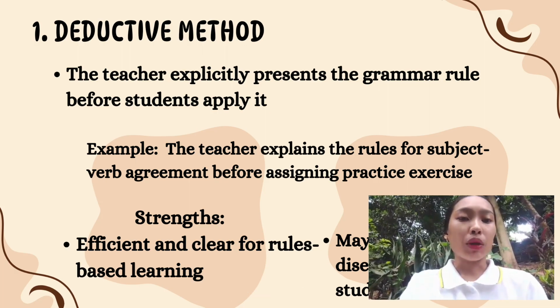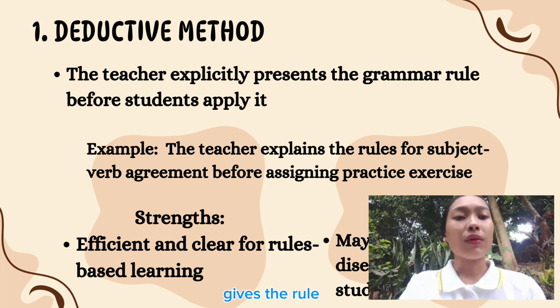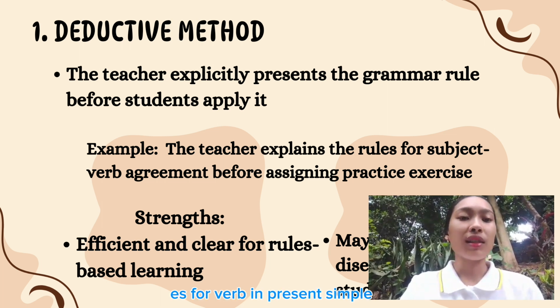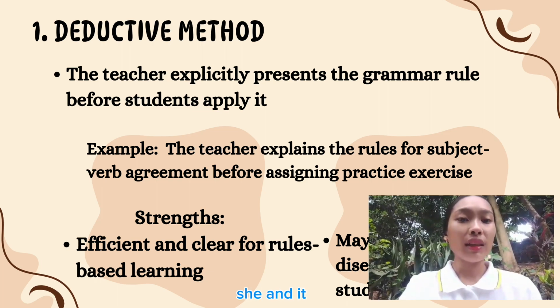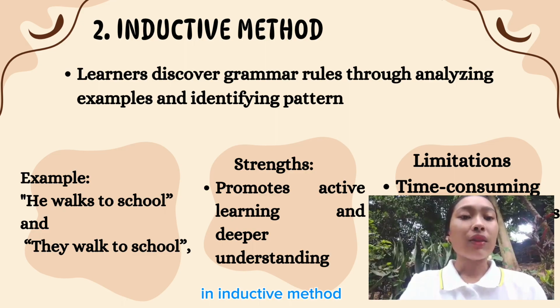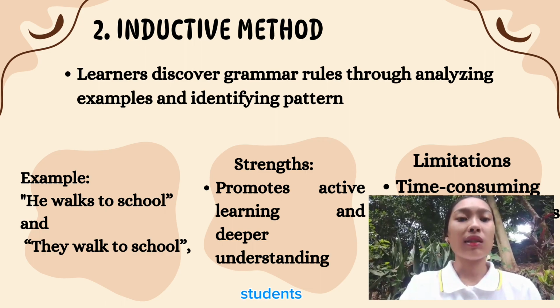For example, the teacher explains subject-verb agreement, and gives the rule about using s or es for verbs in present simple with he, she, and it, then students follow the rules. In the inductive method, or example to rule, the teacher shows examples first, then lets students find the rule on their own. It's student-centered, with more discovery and active thinking.